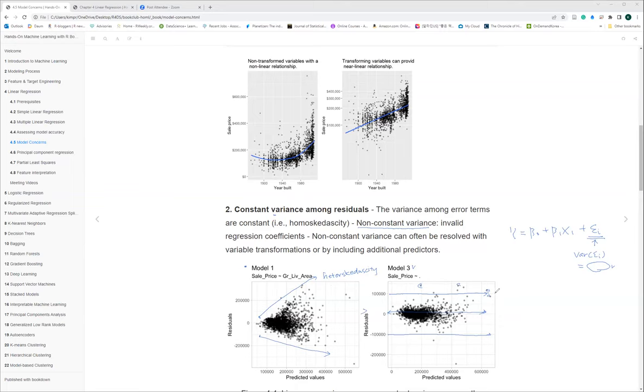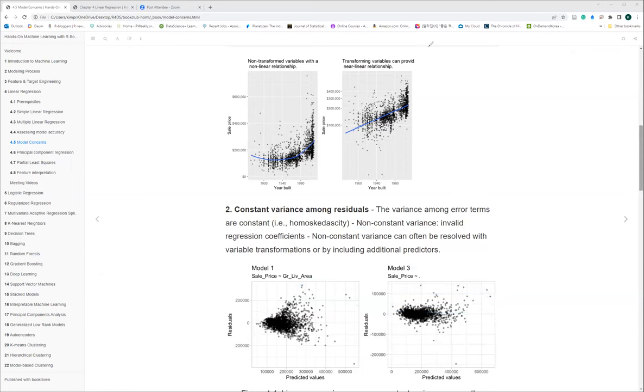So when we try to get the variance based on the model three plot, we can pretty safely say that the variance among the error term is quite constant, because it is fairly flat and randomized compared to the fan-out situation. That's what constant variance among the residual is about.